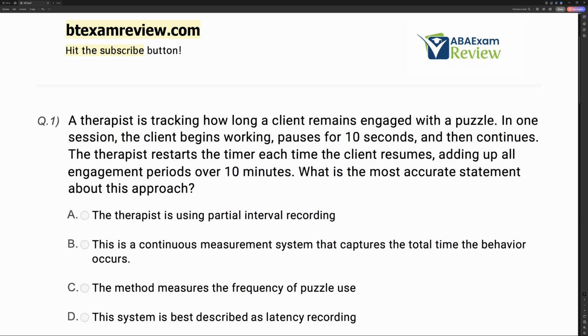A therapist is tracking how long a client remains engaged with the puzzle. In one session, the client begins working, pauses for 10 seconds, and then continues. The therapist restarts the timer each time the client resumes, adding up all engagement periods over 10 minutes. What is the most accurate statement about this approach?